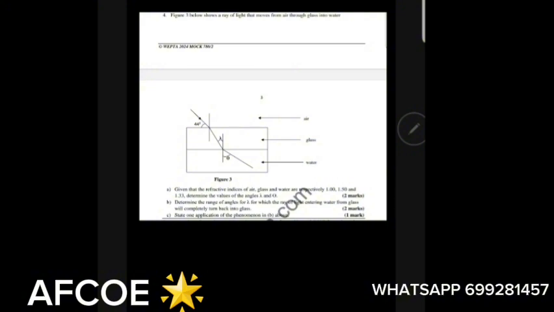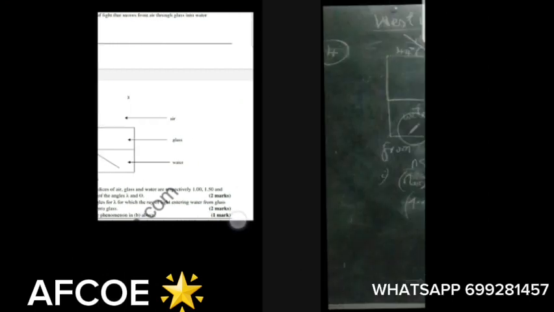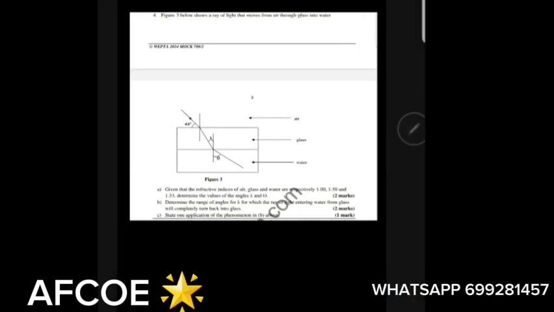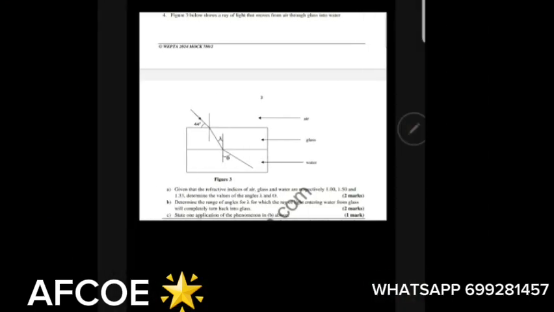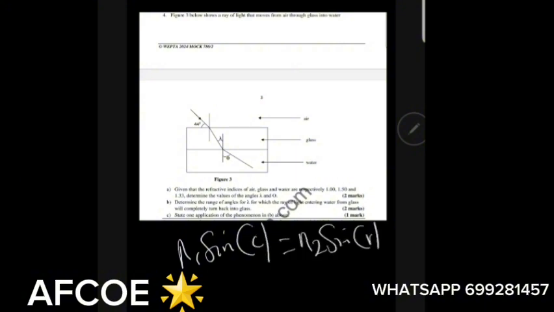So this question is just based on Descartes' Snell's law. So now, applying Snell's law, it says that n1 sine i equals n2 sine r. That is where n1 is the refractive index of the medium where the ray is being incident, and sine i is the sine of the angle of incidence, which is the angle with respect to the normal.